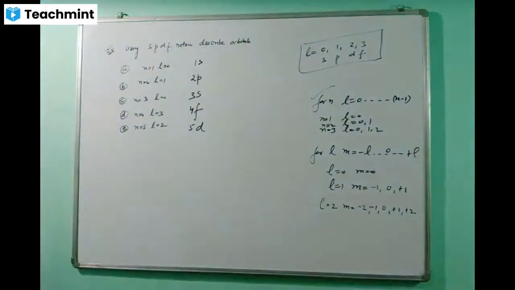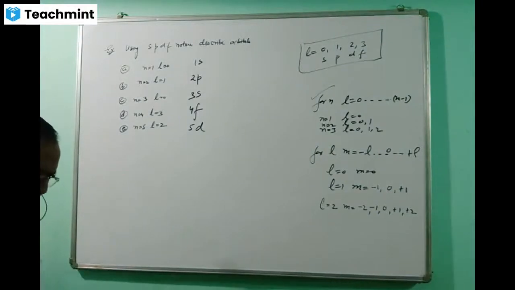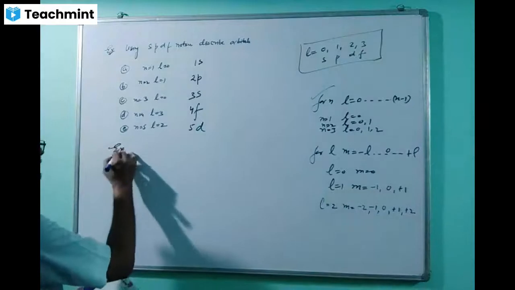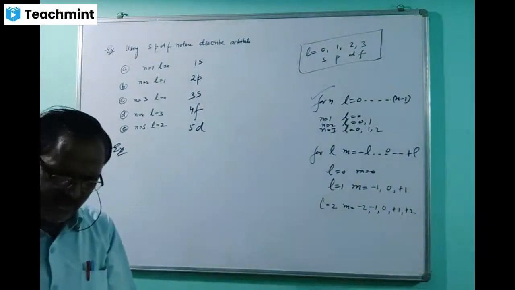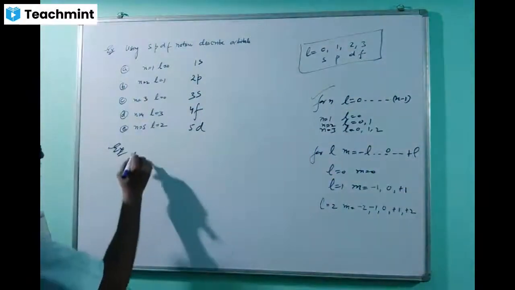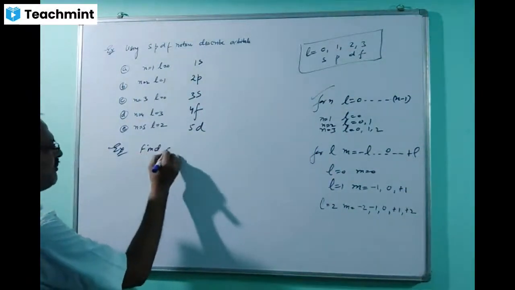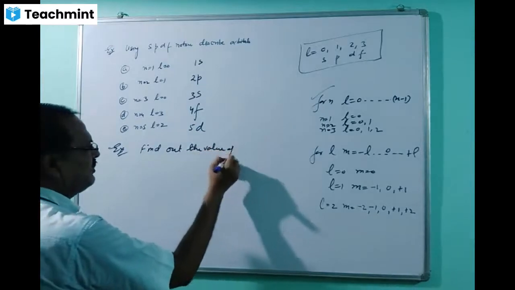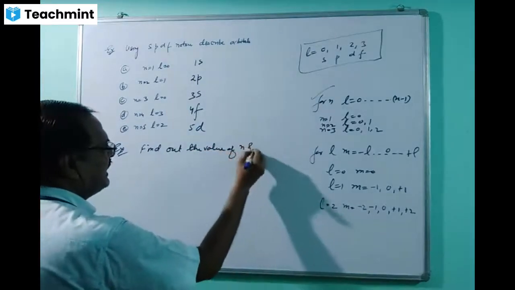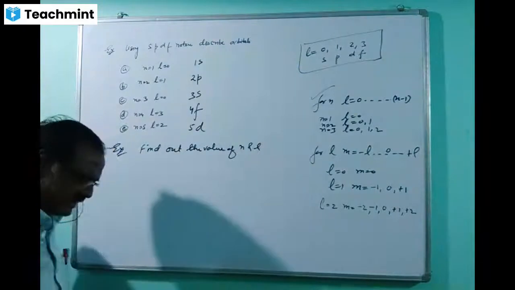Then the next question is given. Example 2.21. Another example, opposite of this one. Mention the value of N and L. Find out the value of N and L. Opposite, one question is given.